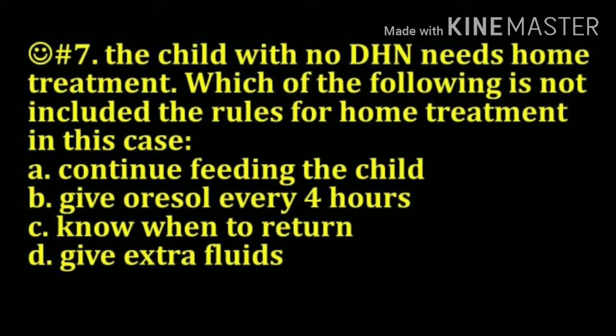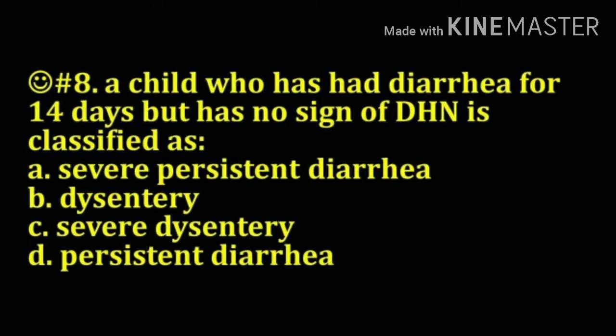Okay? So, number 7, ang sagot dyan is letter B. Give oral every 4 hours. Okay? So, ang keyword natin kasi is which of the following is not included in the rules for home treatment. So, yung home treatment natin is continue feeding the child, know when to return. Ito yung plan A. Sa dehydration, meron tayong mga management, plan A, plan B, at saka plan C. So, pag sinabing plan A is sa home ginagawa. Tapos, pag plan B, ito yung sa RHU, pero pag plan C naman is dun sa hospital.